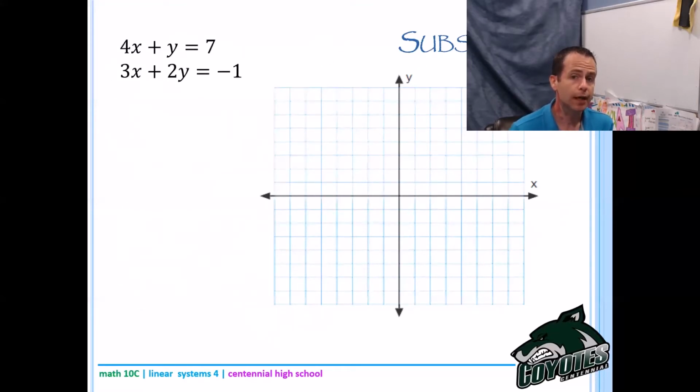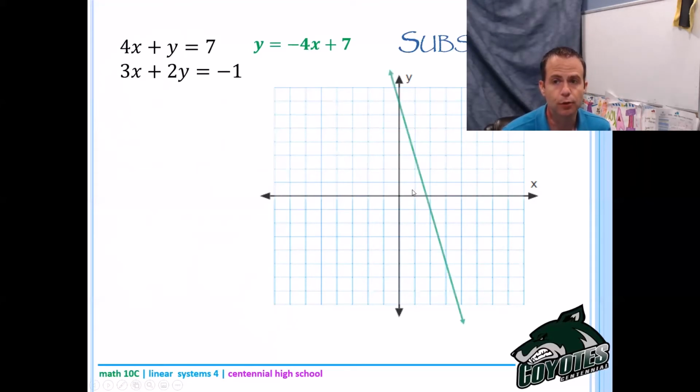So for the first guy, I need to bring that 4x over, so that'll be y equals negative 4x plus 7. I can graph that. I just go up to 7 on my y-axis. And then from there, I'll go down 4 over 1, down 4 over 1, and I'll get that line, okay?